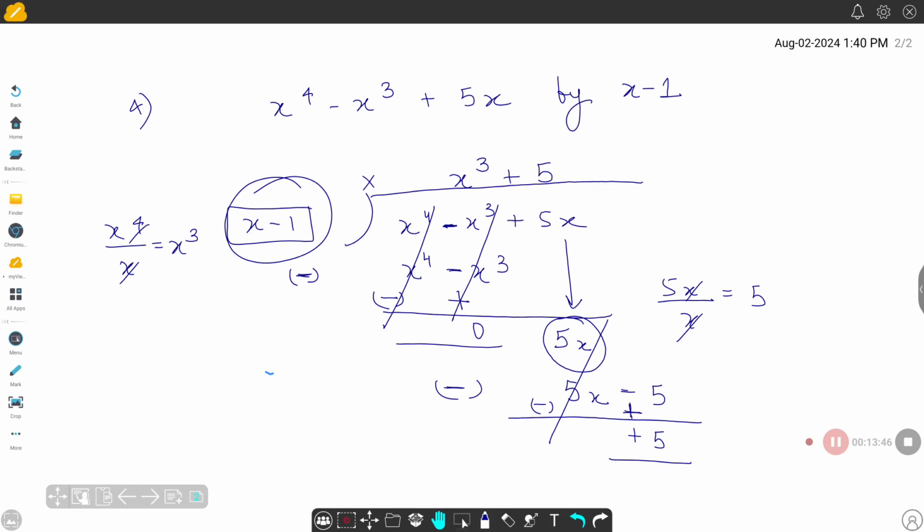So the remainder is positive 5, because we can't divide it further, as the degree of the remainder, that is 0, is less than the degree of the divisor, which is 1.